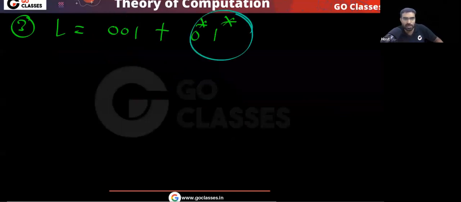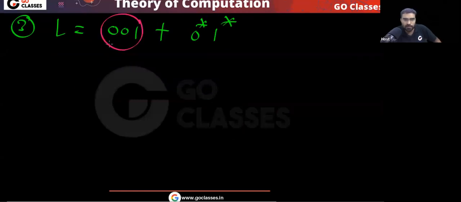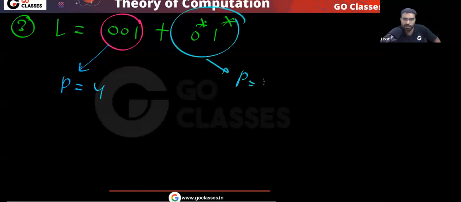For example, if some student is doing like this, for this part, forget about the remaining. If I want to ask you what is the pumping length for this part, forget about the remaining language. For this part, the answer will be 4. And for this part, the answer will be 1. So can I say the final answer will be 1 or the final answer will be 4?